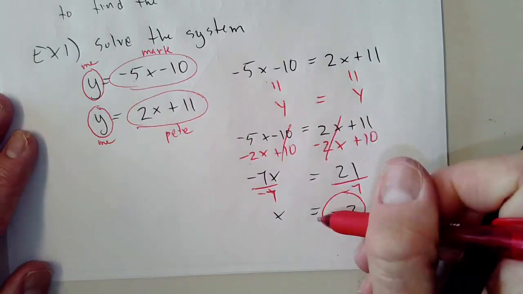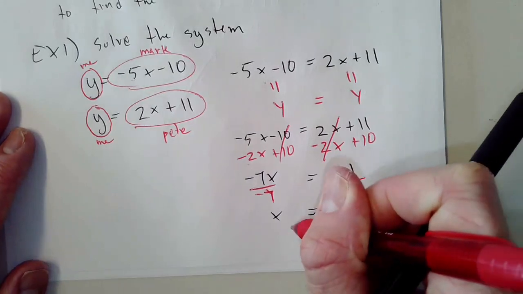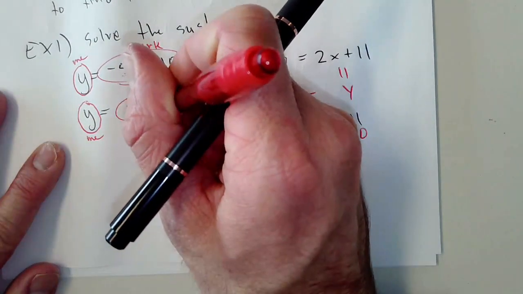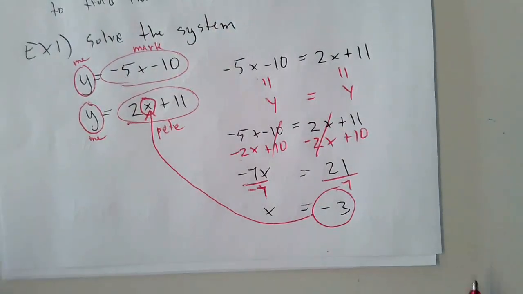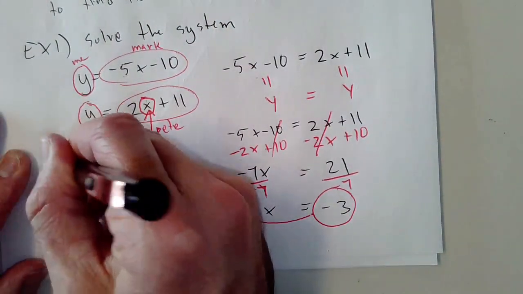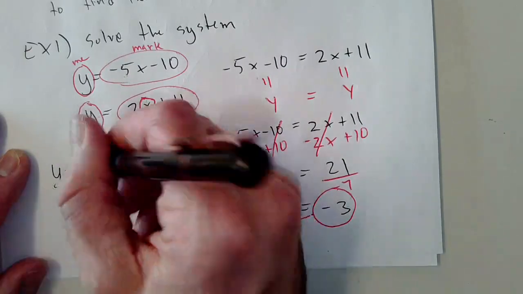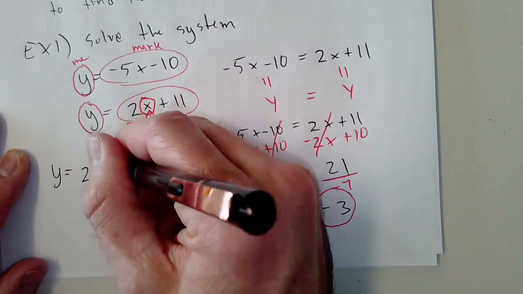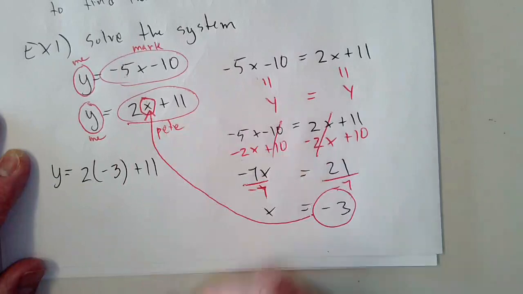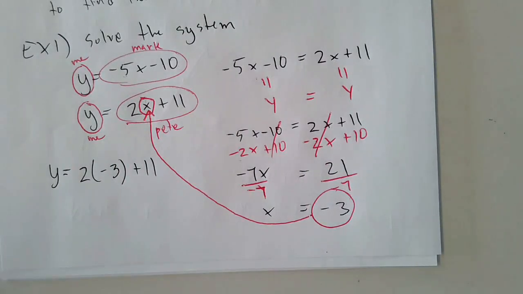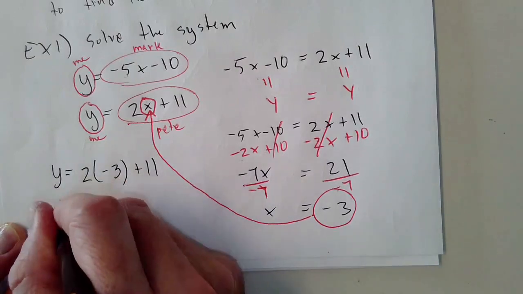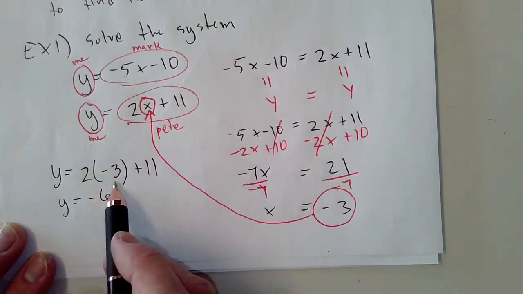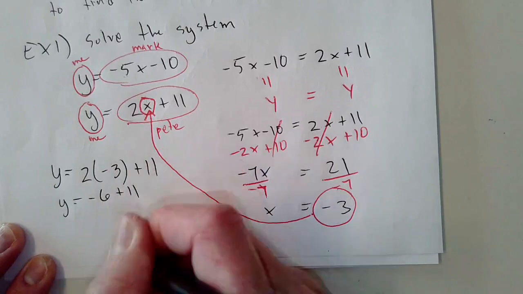So I'm going to take this value of x and plug it right back in to there, and then I'm going to get y. Check it out. Can I find y now with this? Of course I can. 2 times negative 3 is negative 6 plus 11. That's positive 5.